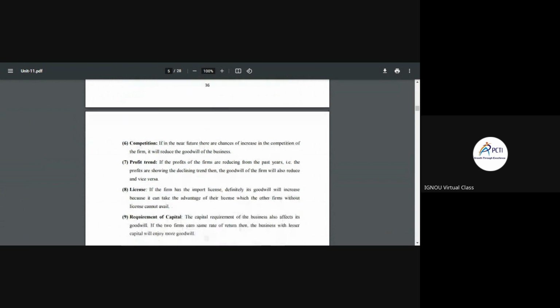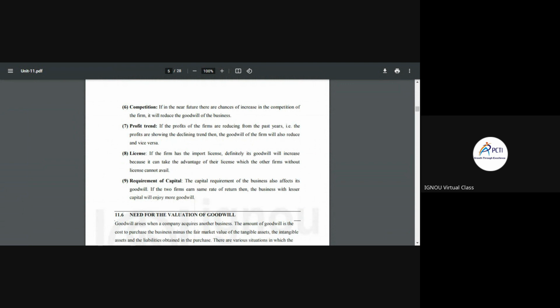Next one is competition. If in the near future there are chances of increase in the competition of the firm, it will reduce the goodwill of the business. Next one is profit trend. If the profit of the firm are reducing from the past years, that is the profit are showing the declining trend, then the goodwill of the firm will also reduce and vice versa. Eighth one is license. If the firm has the import license, then definitely its goodwill will increase because it can take the advantages of their license, which the other firms without license cannot avail.